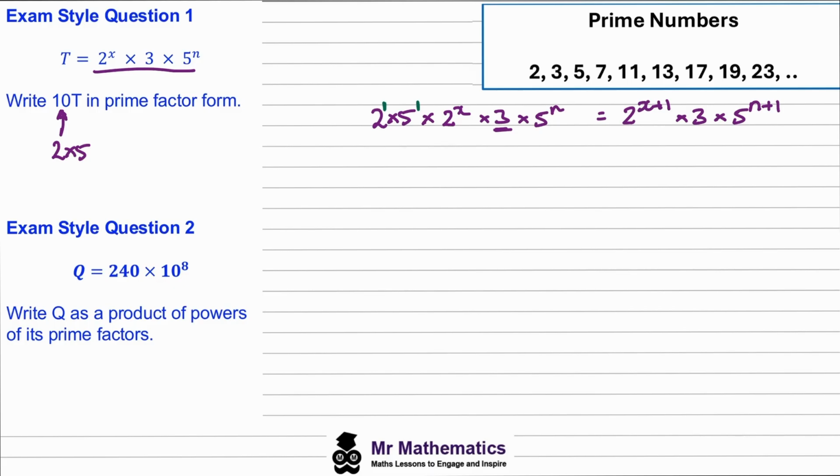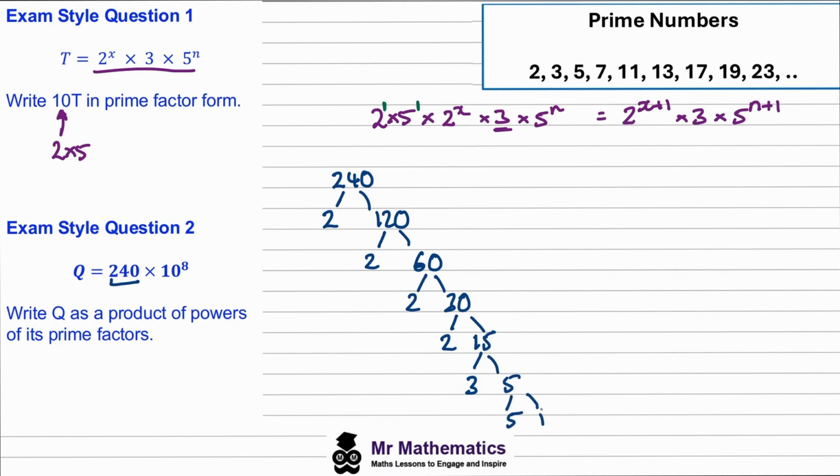Okay, so I'll come back. So if we want to write Q as a product of its prime factors in power form, then we need to begin with this 240. So we can divide it by 2 and we get 120. We'll divide this by 2 and we get 60. 2 times 30. 2 times 15. And then we get 3 times 5 and 5 times 1. So its prime factors will be 2 to the power of 4, 3 to the power of 1.